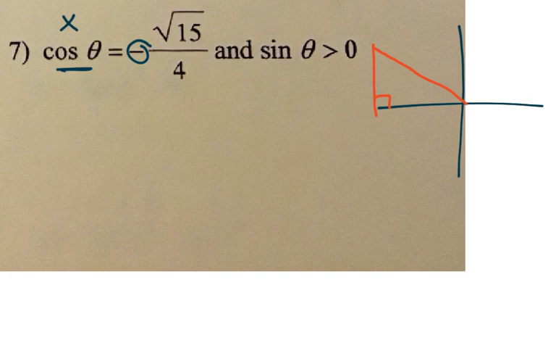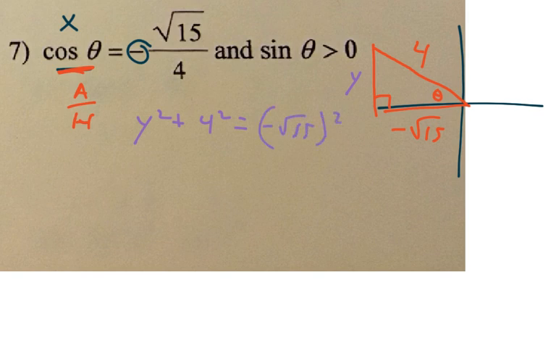Okay, so now that we know that, what do we know about cosine? Here's our theta. Cosine, of course, is adjacent over hypotenuse. So that means adjacent must be negative square root 15, and the hypotenuse must be 4. Now we have to do a little Pythagorean theorem here. I'm going to call this side y, since it is the y coordinate. So I know that y squared plus 4 squared equals negative square root of 15 squared. Y squared plus 16 equals 15.